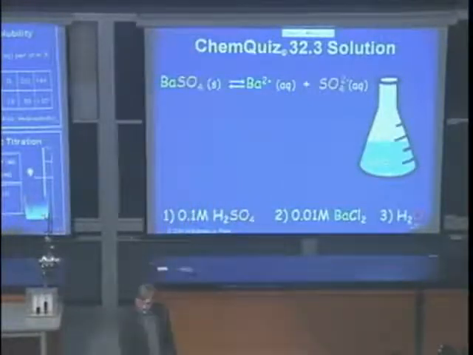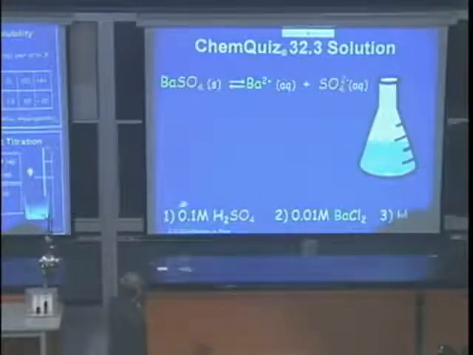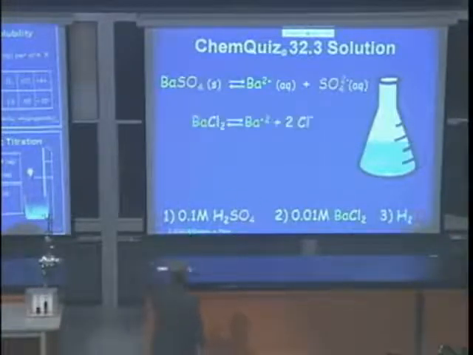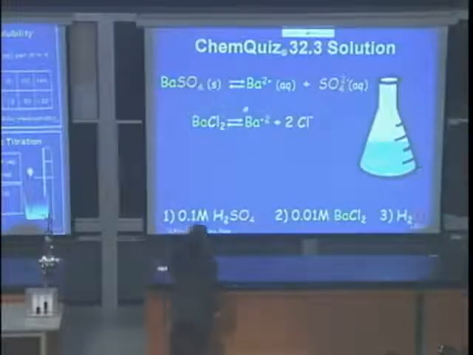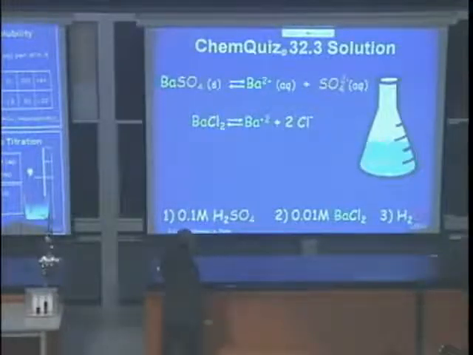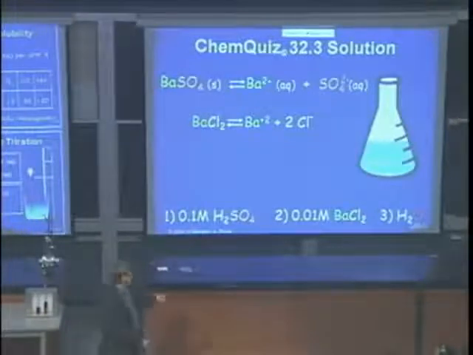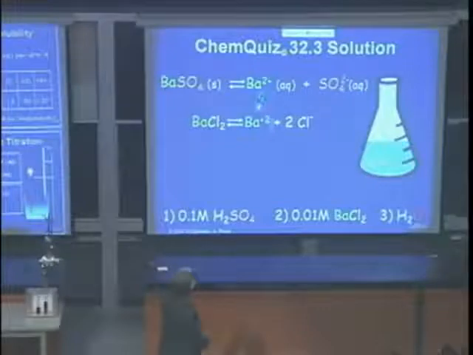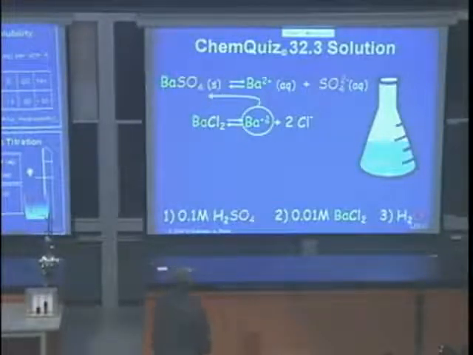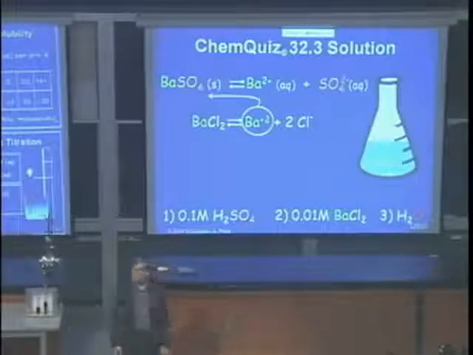Now let's do that. Sulfuric acid, I don't know if I start with sulfuric or with barium. I start with barium. Barium chloride is a very, very good electrolyte. It dissociates into barium 2+ and 2Cl-. So there's lots of barium ions available. It's very, very soluble. So what happens? I put barium into that equilibrium, so I push the equilibrium to this side. So that's not a good idea to dissolve this with sulfuric acid.